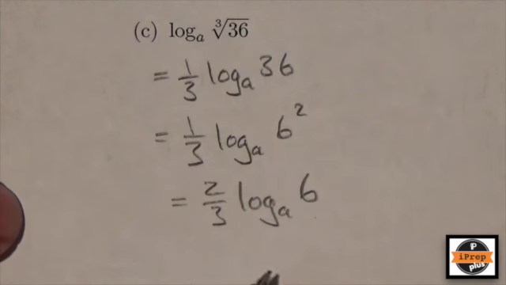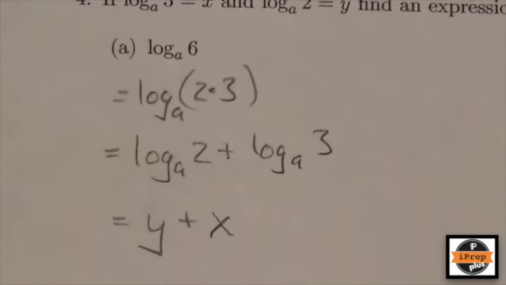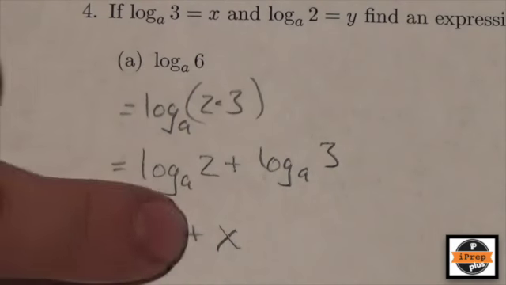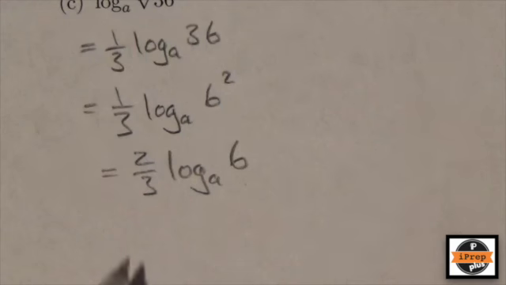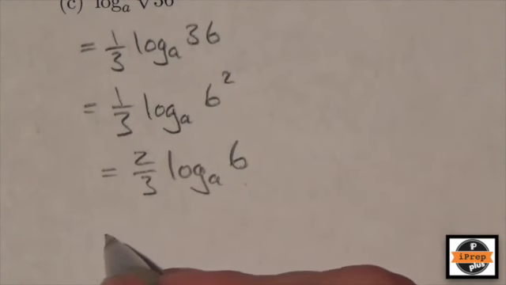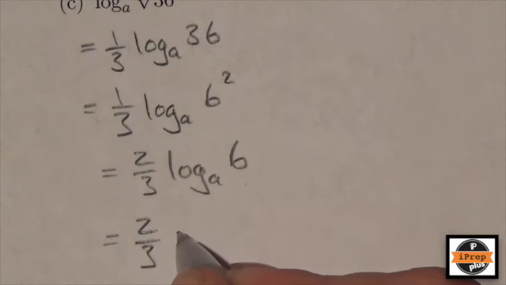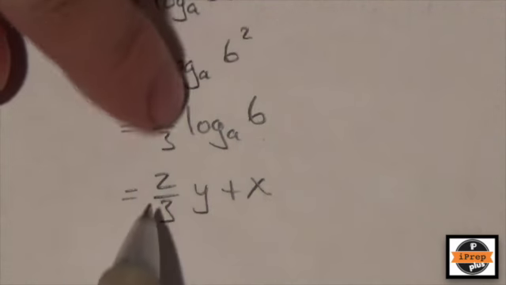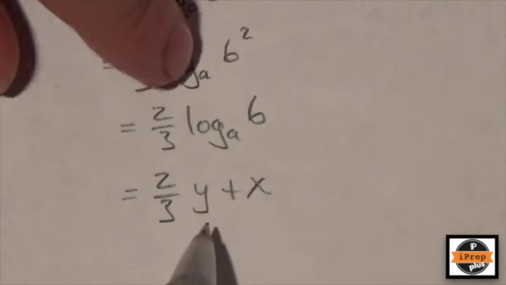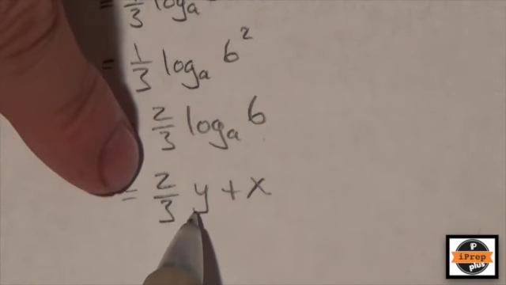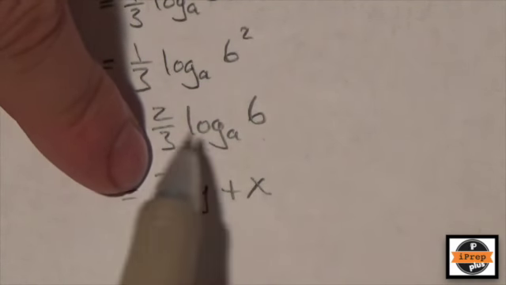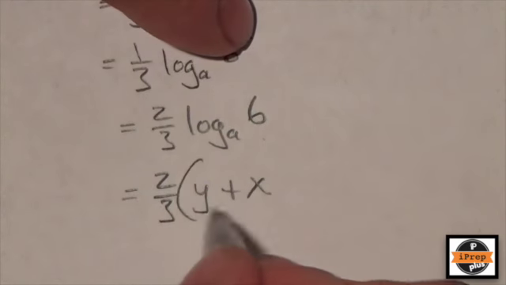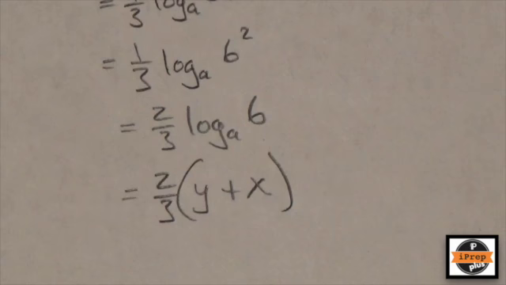Now, the benefit that I have to this right here is I already know that the log base a of 6 is going to be y plus x. So I can actually come at this point right here and I can make my substitution. Now, watch this. This is incorrect, okay? Because the 2/3 is being multiplied by the log base a of 6. At this point here, the 2/3 is only being multiplied by the y. But log base a of 6 is y plus x. So in order to communicate this correctly, I have to put parentheses around that. And so now I know that the 2/3 is being multiplied by that binomial.